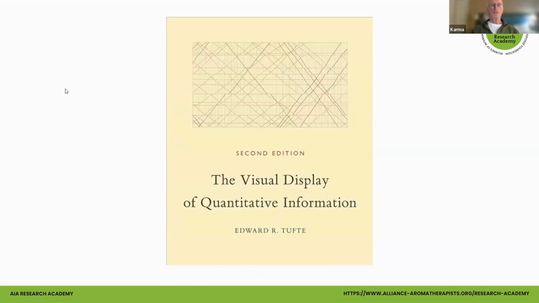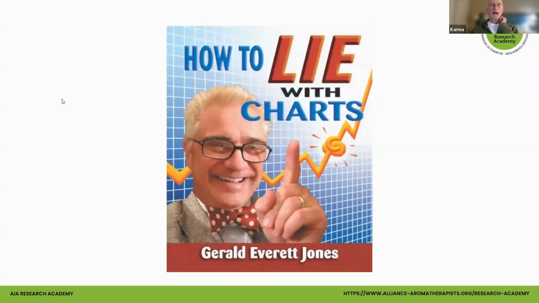This is probably the most authoritative general guide, by Edward Tufte, The Visual Display of Quantitative Information. I see it's out in the second edition. I've got the first edition. It has lots of examples, and it is probably considered the Bible for how to do good graphics work. Finally, How to Lie with Charts. This is an in-depth, thick book, but it walks you every step of the way through.